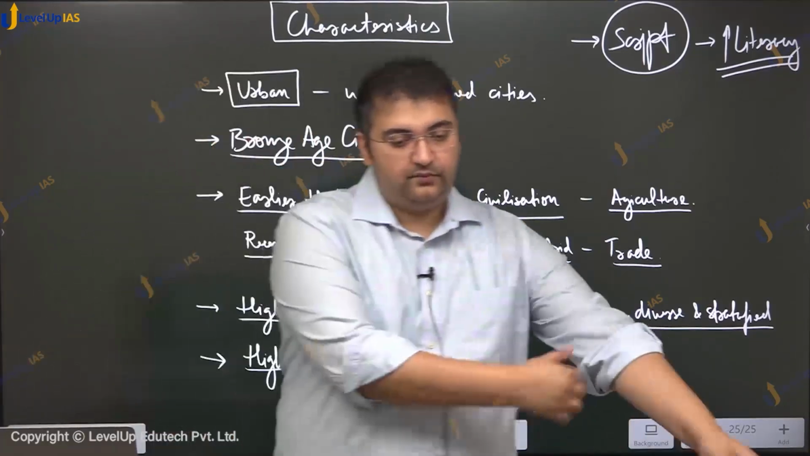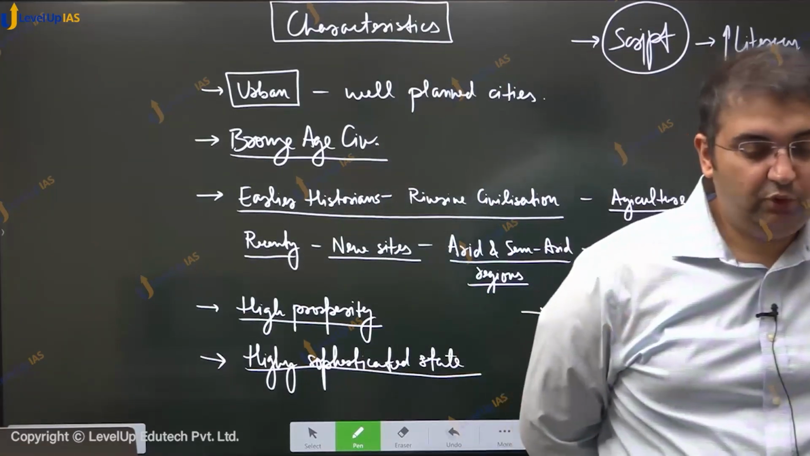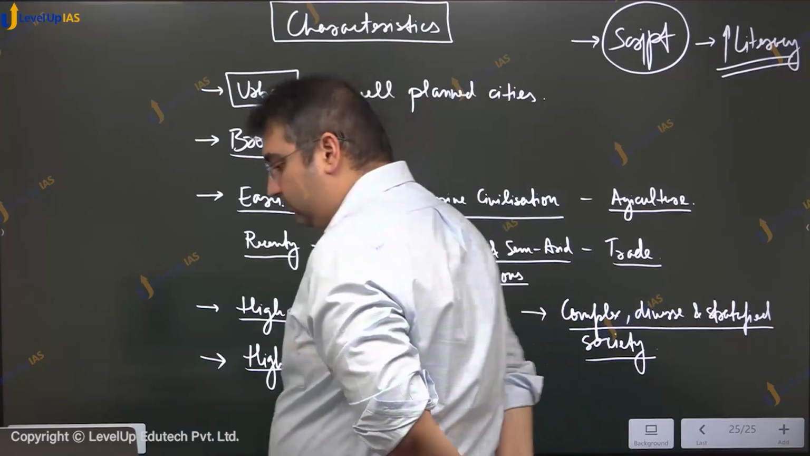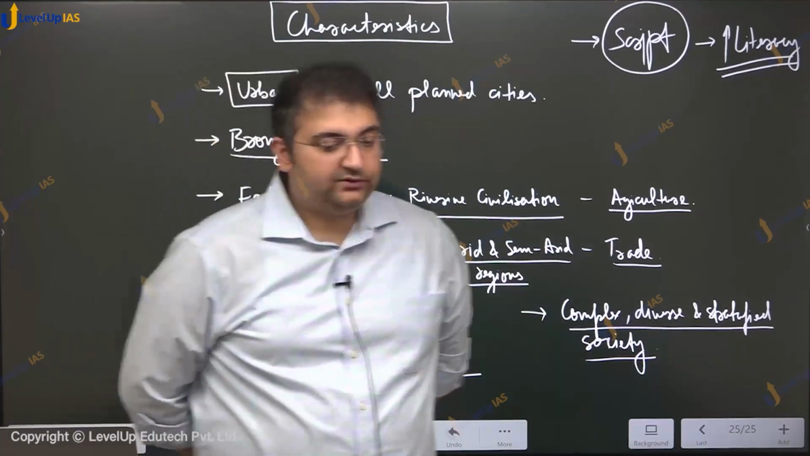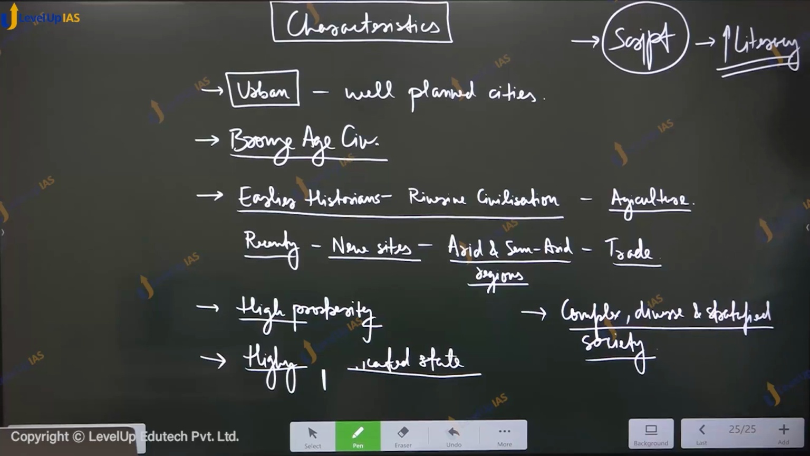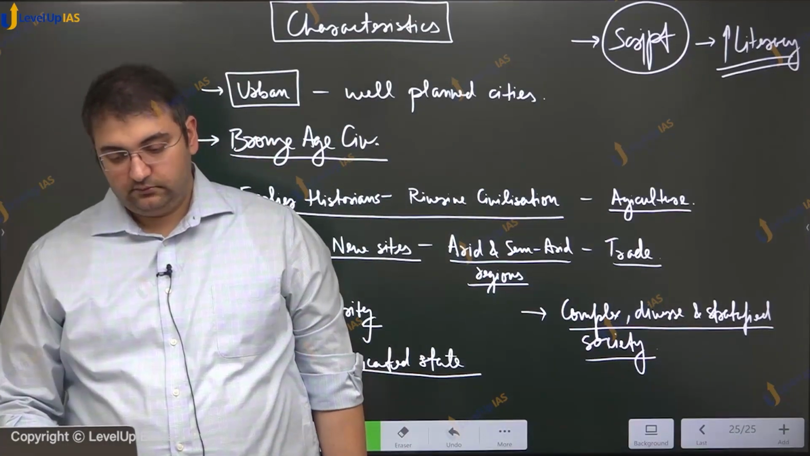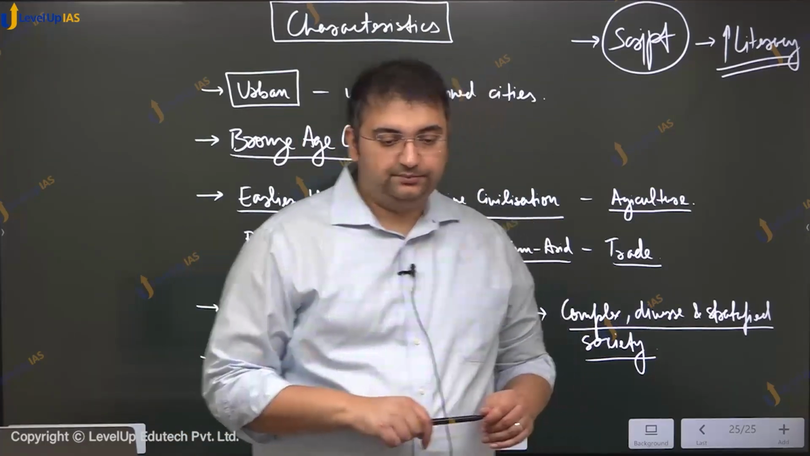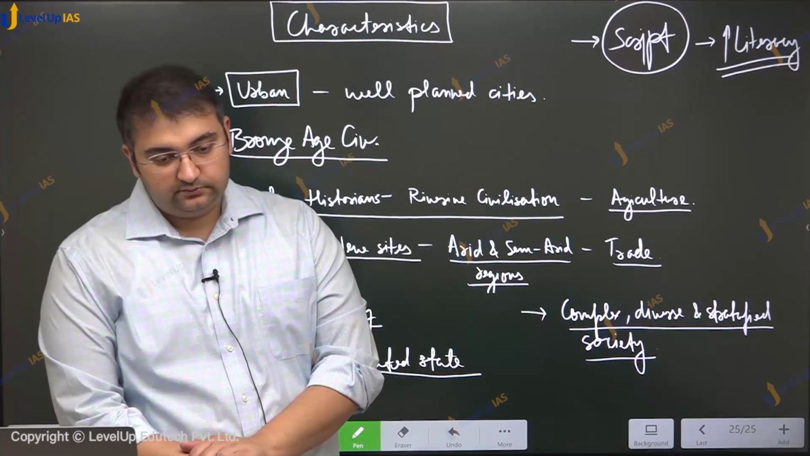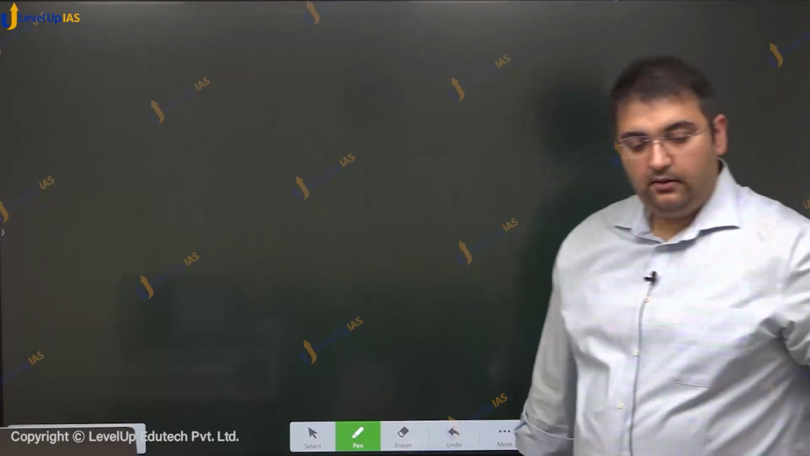Write down next main point. This egalitarian social ethos is also reflected in the widespread use of script, which indicates a high degree of literacy, unlike Mesopotamia. Right?